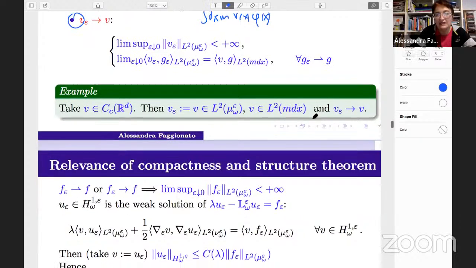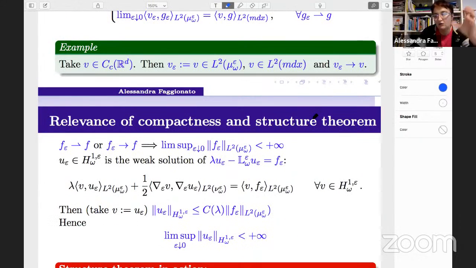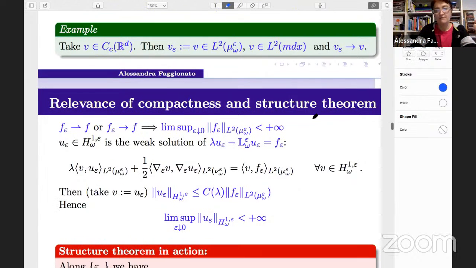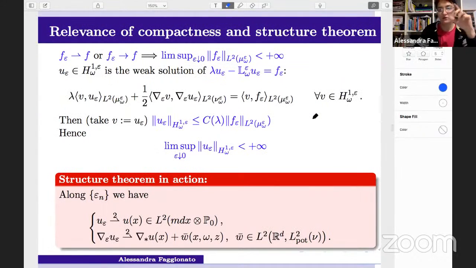Why is it relevant? What I said in the first talk also applies here: the compactness and the structure theorem. Because of this simple observation, which is very common when studying the massive Poisson equations, I had two cases: when f epsilon weakly converges to f, and the stronger case when f epsilon strongly converges to f. In both cases, the family f epsilon is asymptotically bounded.